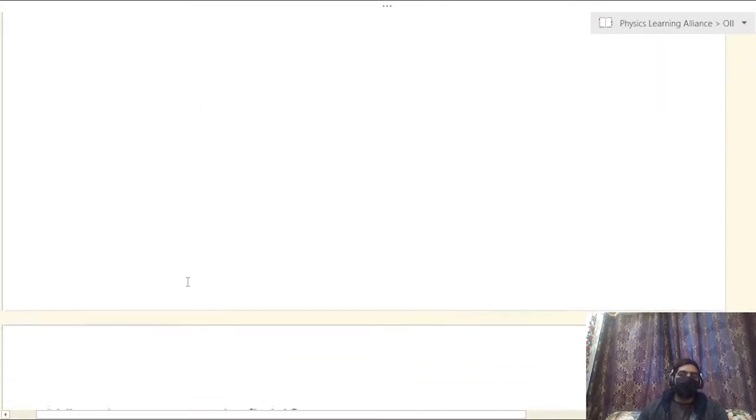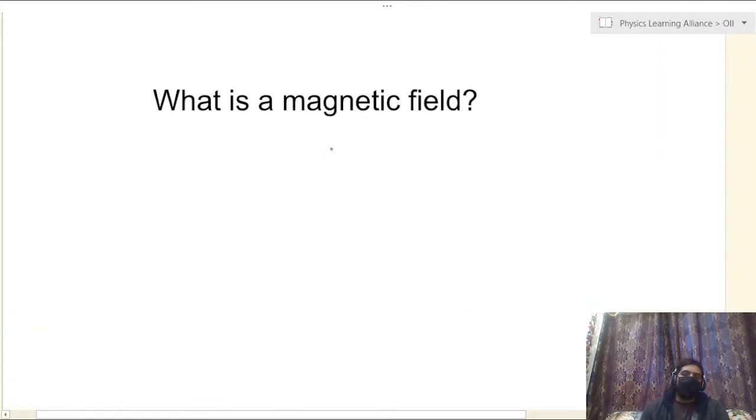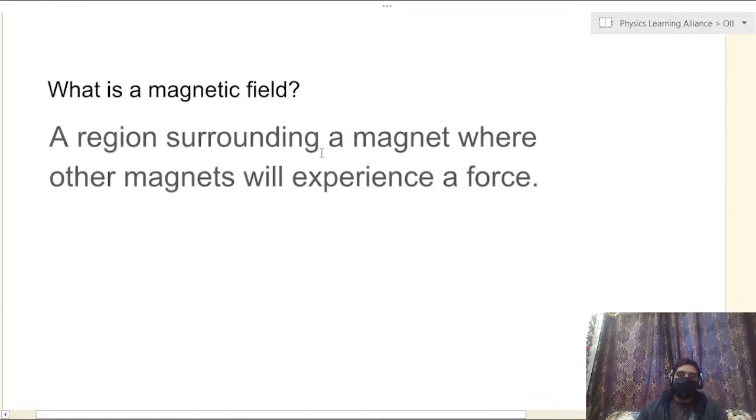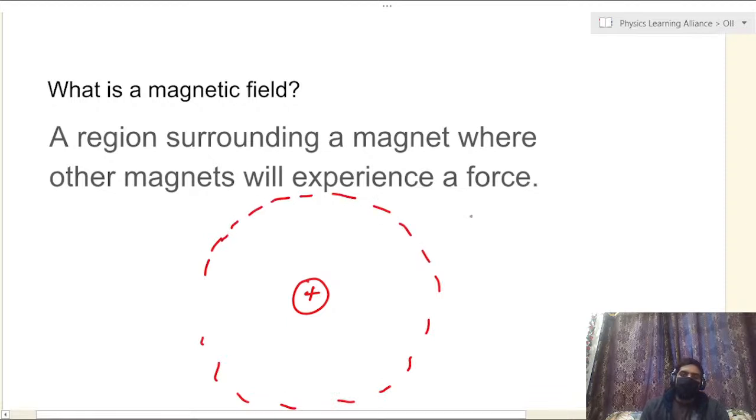Then we have magnetic field, just like we had electric field in case of a charge. Right, in case of, let's say, a positive charge, we have some zone, some region, a premises around which another charge would experience a force. Let's say we have another charge plus q over here. That charge would experience a force, an electric force in that case.